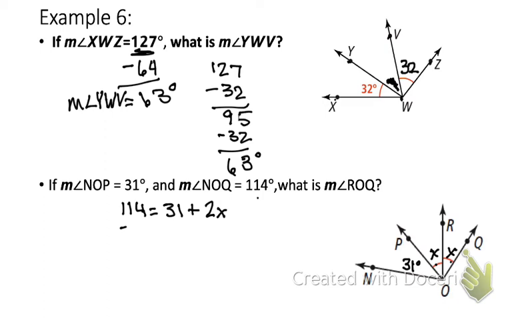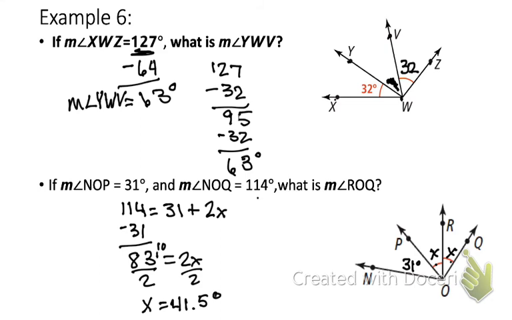So I subtract 31 on both sides, and 83 equals 2X, and divide by 2. So X equals, 2 goes into 8 4 times. 2 goes into 3 once with 1 left over. So I'm going to put a decimal and a 10, and that's 5. So 41.5 degrees is equal to the measure of angle ROQ.